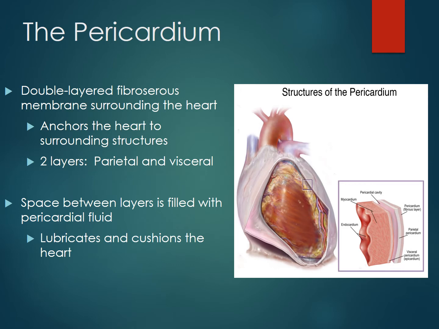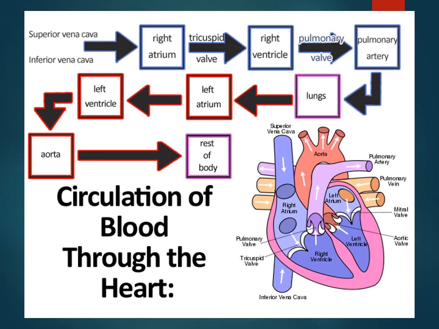Okay, there's a space between the parietal and the visceral. Okay, and within that space is pericardial fluid. It lubricates and cushions the heart. Now, the problem with this, we're going to find out, it can become infected, can have pus, it can cause some issues for our patients.